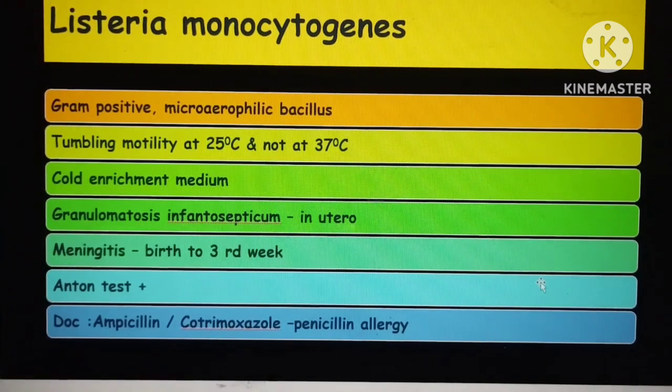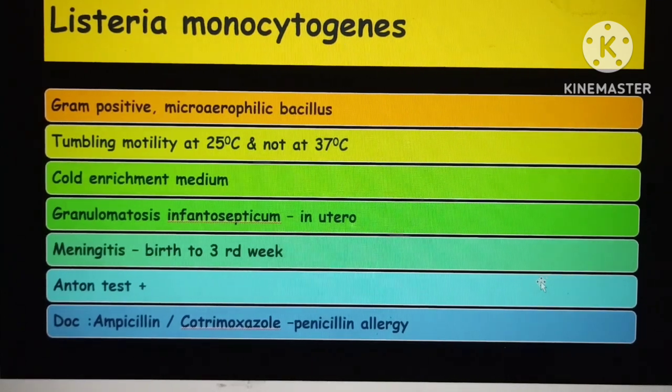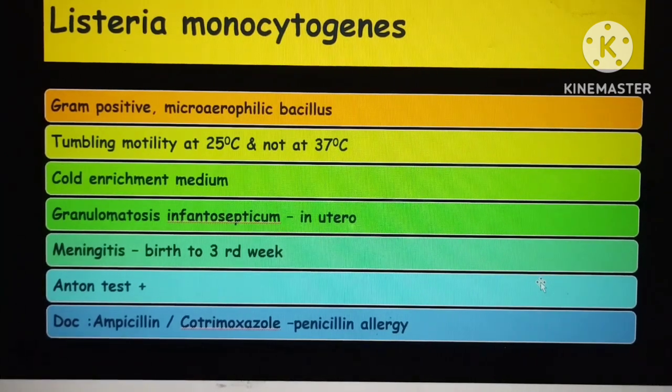The Anton test is positive, meaning if you instill the bacterial toxin into the rabbit eye, it causes conjunctivitis. The drug of choice is ampicillin. If the patient is allergic to ampicillin, you can give cotrimoxazole.